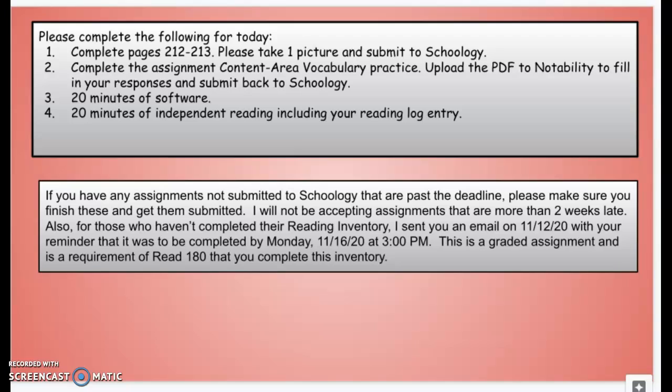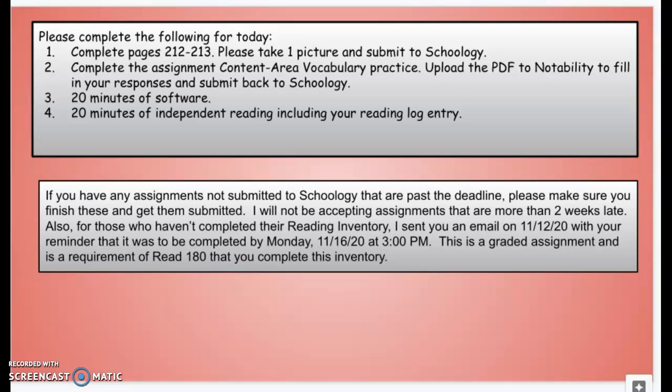Now, this last slide tells you exactly what you're going to complete for today. Number 1, you're going to complete pages 212 and 213. Please take one picture of the 2 pages together and submit it to the Schoology assignment. Then you're going to complete the assignment called Content Area Vocabulary Practice. This you're going to also find in Schoology under the assignments for Workshop 4. This is just going to give you some extra practice of this content area vocabulary words. You're going to upload the PDF to Notability to fill in your responses and then send it back to Schoology.